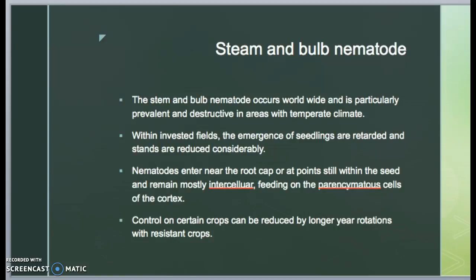Stem and bulb nematode. The stem and bulb nematode occurs worldwide and is particularly prevalent and destructive in areas with temperate climates. Within infested fields, the emergence of seedlings is retarded and stands are reduced considerably. Nematodes enter near the root cap or at points still within the seed and remain mostly intercellular, feeding on the parenchymatous cells of the cortex. Control on certain crops can be achieved by longer rotations and resistant crops.